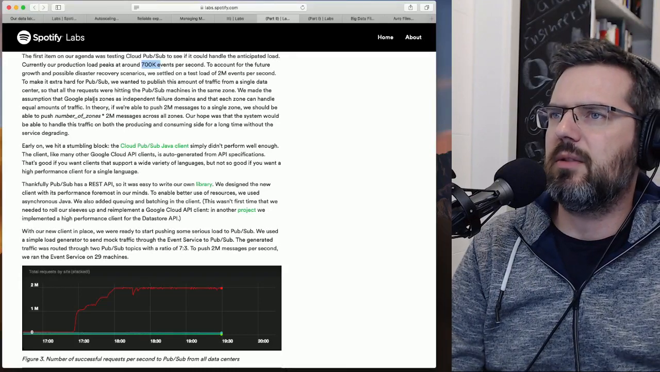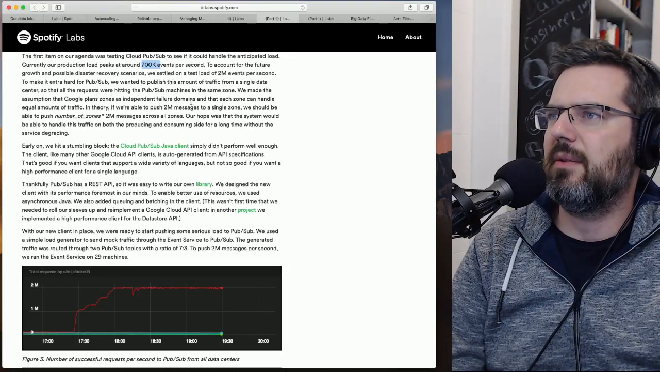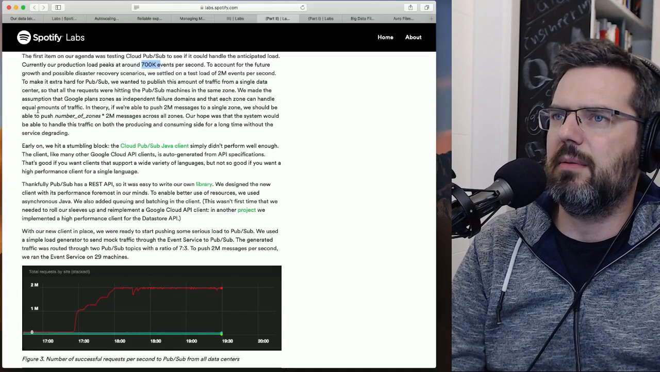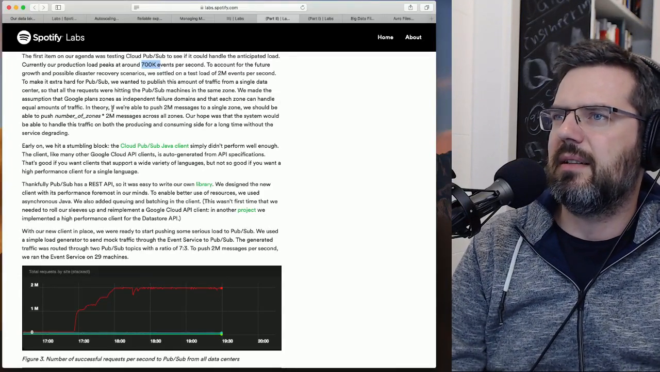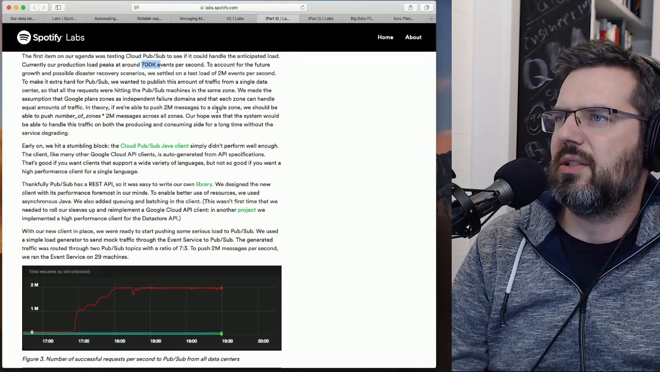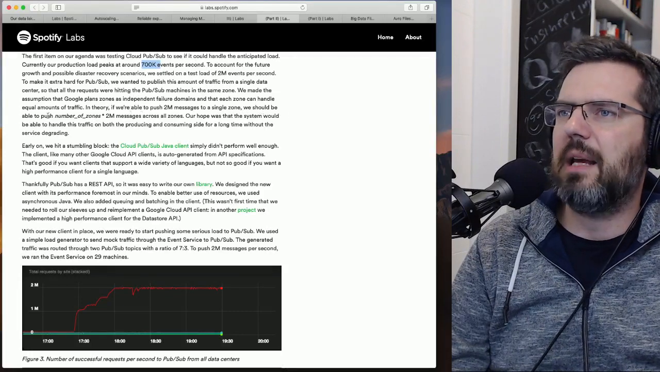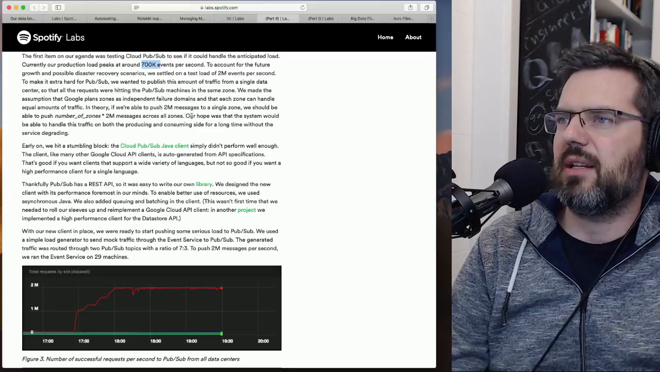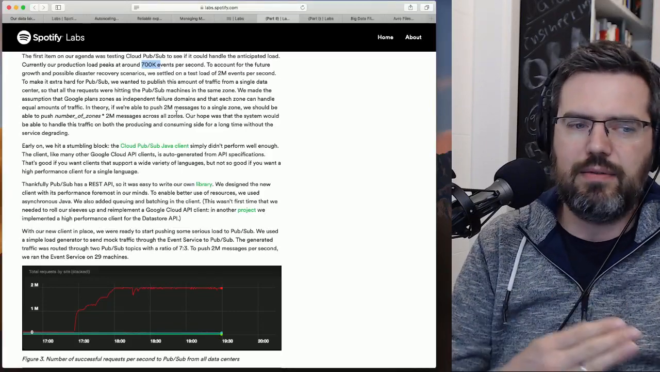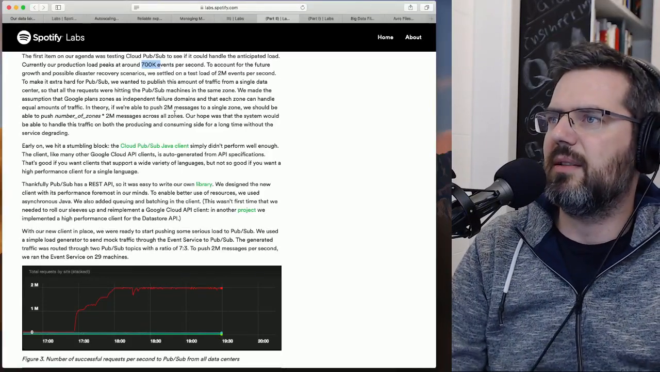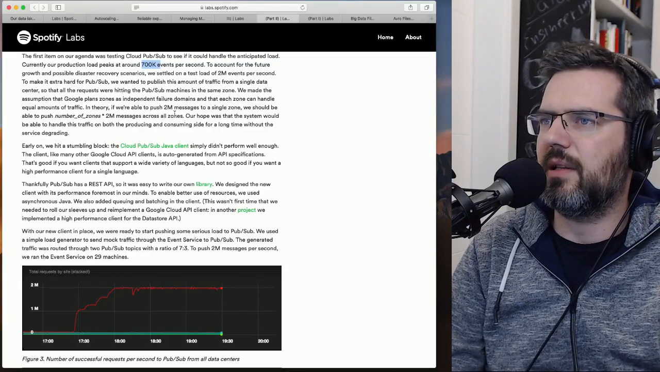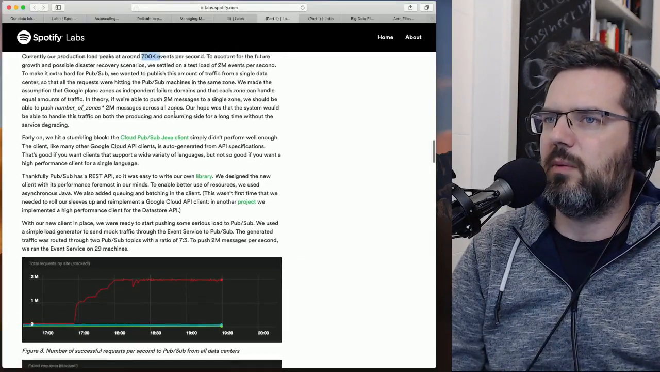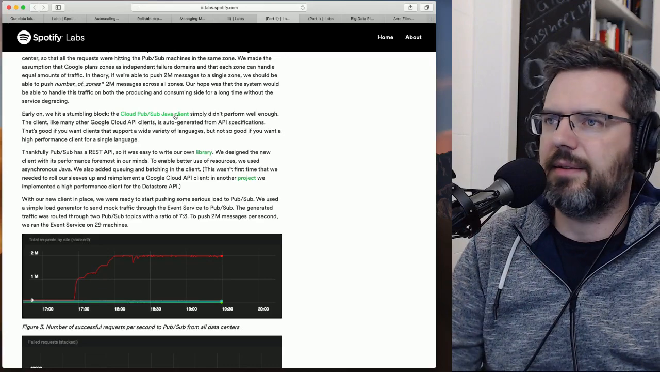We made the assumption that Google plans zones as independent failure domains and that each zone can handle equal amounts of traffic. In theory, if we're able to push 2 million messages to a single zone, we should be able to push number of zones times 2 million messages across all zones. Yeah. So if this works with one zone, you can assume that it works, that it scales. Very good.